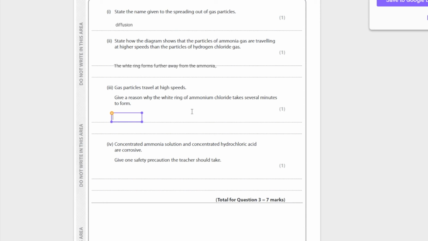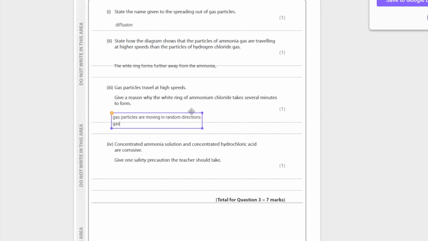Okay. Gas particles travel at high speeds. Give a reason why the white ring of ammonium chloride takes several minutes to form. This is a pretty simple one. We know the concept of Brownian motion from not only chemistry but also physics, but it basically tells us that gas particles are moving randomly, in random directions. That's one reason. So even though they're moving fast, they're moving randomly, so there's no guarantee that they're going to react with each other in that time.